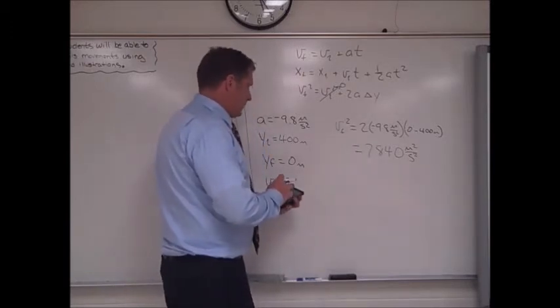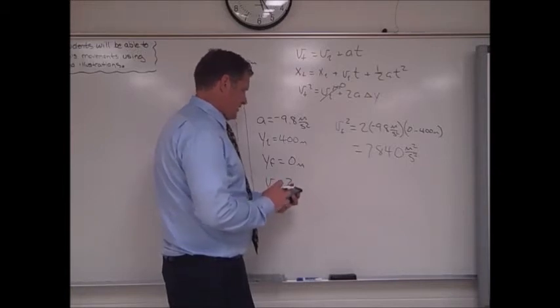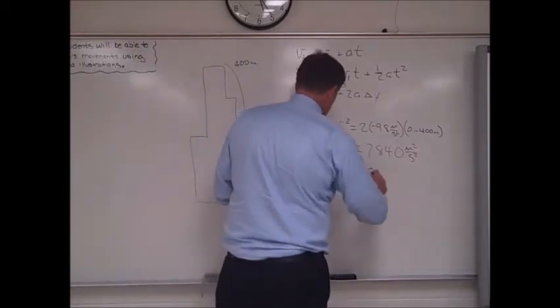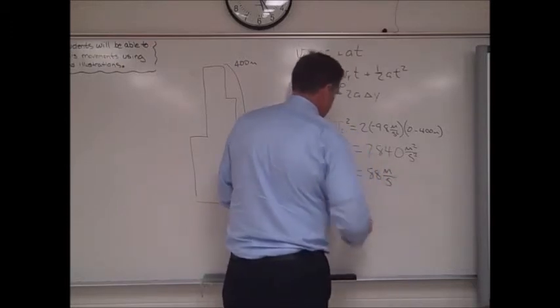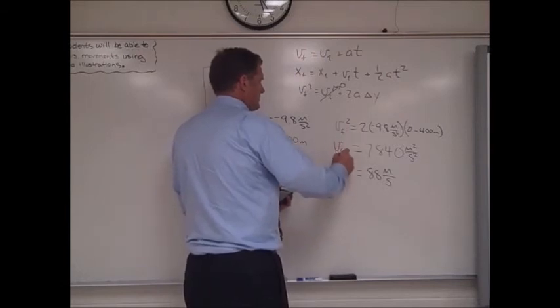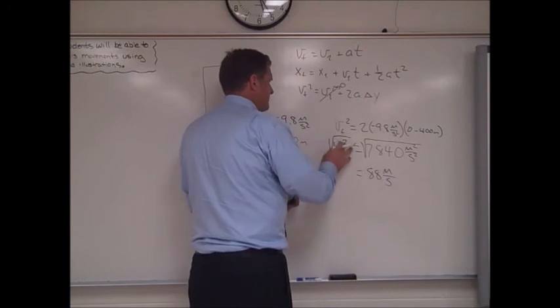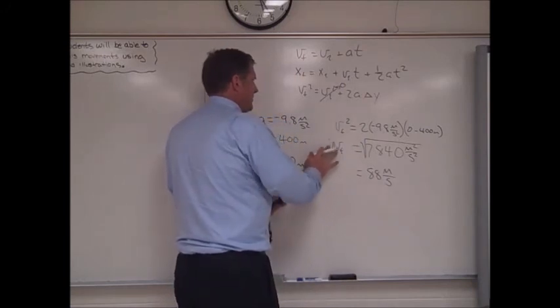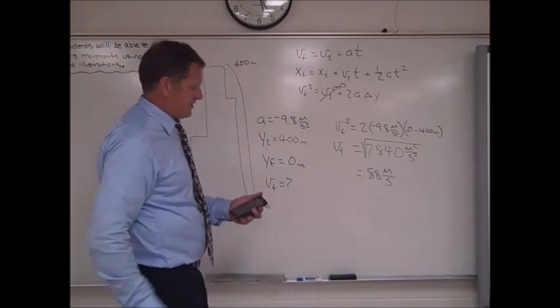So square root of 7840 equals 88 meters per second. Because we're going to take the square root once again. Velocity final squared. I'm going to take the square root of these things. The square root of the square cancels. So I had the square root, and it landed up with 88 meters per second.